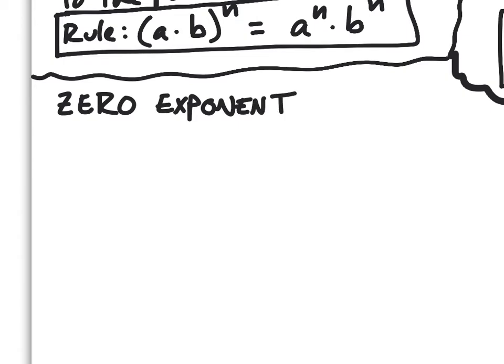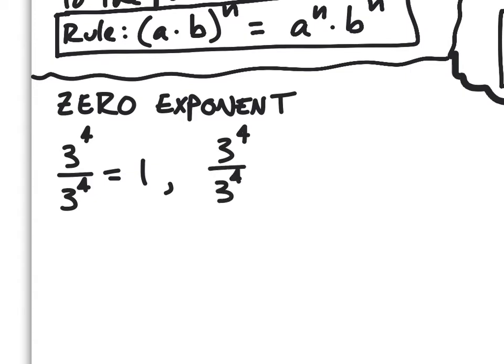Let's say I have 3 to the 4th power, and we're going to divide it by itself. 3 to the 4th power, okay? Now, what we do know is that if I take something and divide it by itself, we get 1, okay? This is going to give us 1. Okay, but however, what we also know is this rule that if I take 3 to the 4th power and divide it by 3 to the 4th power, I can simplify this and subtract my exponents.